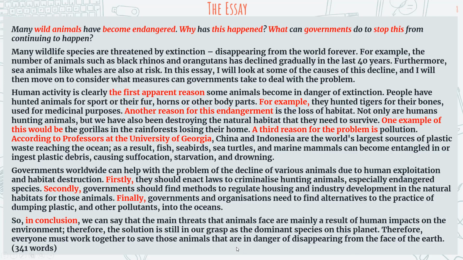Okay, but I didn't use the same exact expression, because in the previous paragraph I used especially endangered species. Here I used the expression to save those animals that are in danger of disappearing from the face of the earth. Okay, so as you can see, the conclusion summarizes the whole essay. It summarizes the first question. Okay, we can say that the main threats that animals face are mainly a result of human impacts on the environment. So the cause is us, human activity.